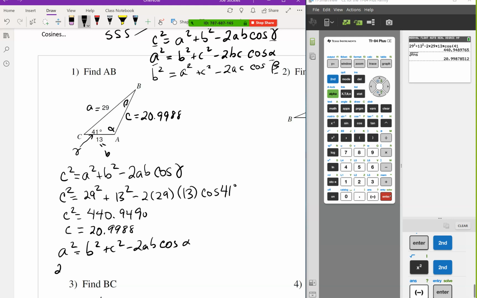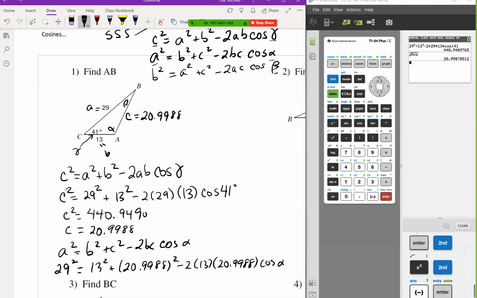I know the A is 29. Wouldn't it be 2BC? Oh, yep, thank you. It would be 2BC. Thank you. I'm glad someone's awake this morning, because clearly I'm not. B is 13. The C is what we just found, that 20.9988. So put those in for the B and C. And I don't know what alpha is.